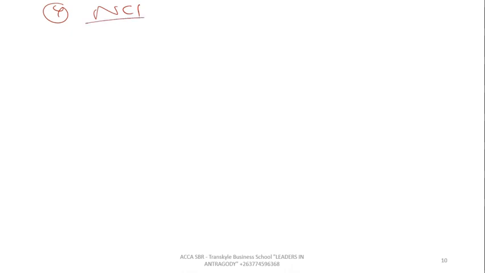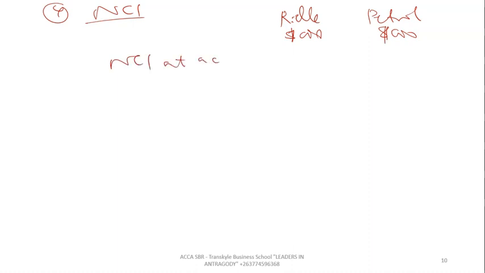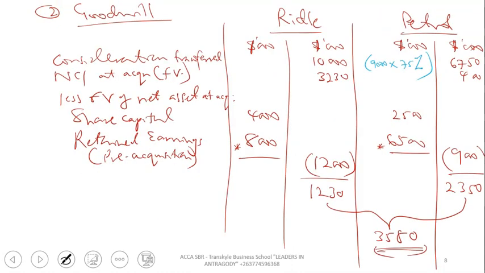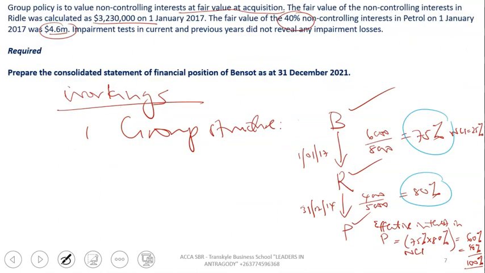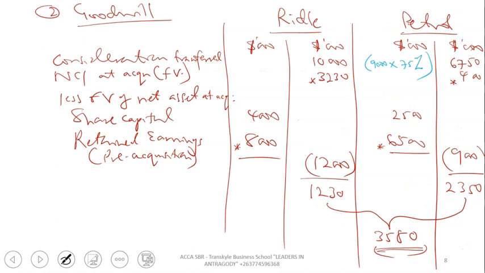This one now, we have to have our Redo and our Petrol here. Everything is in thousands. Now, the NCI at acquisition, we were given in the question, because you can also incorporate what you have obtained in your calculation for the goodwill. So you just have to pick this figure and that figure because they were given in the question. The NCI there was 4.6 million.